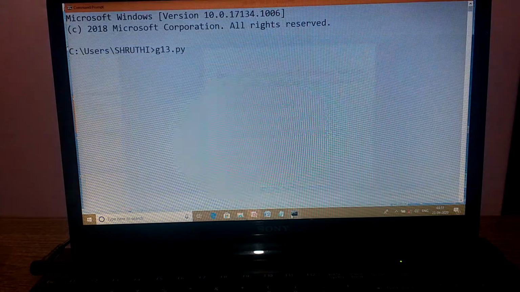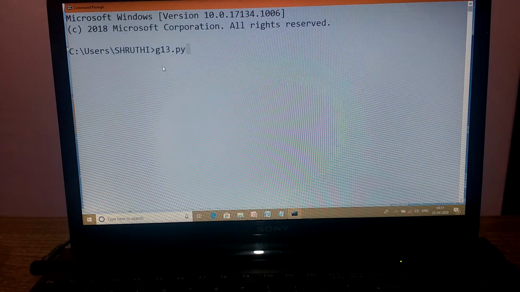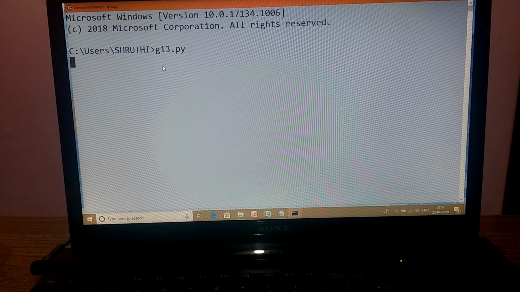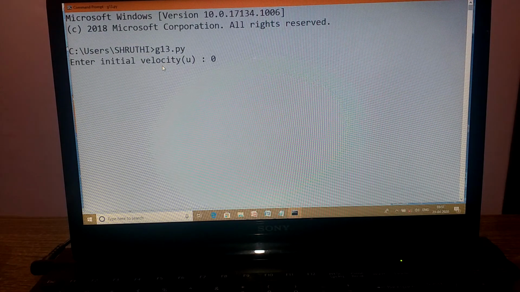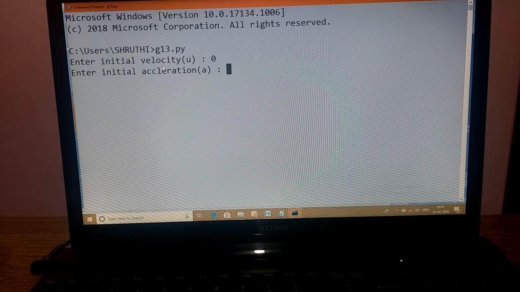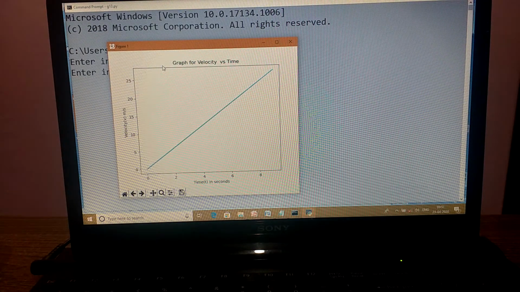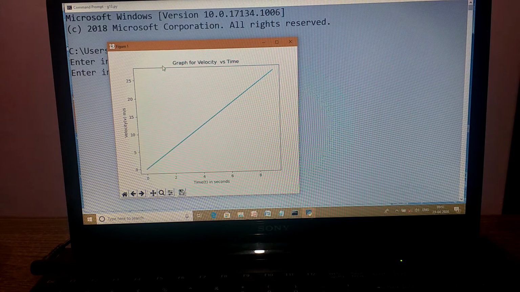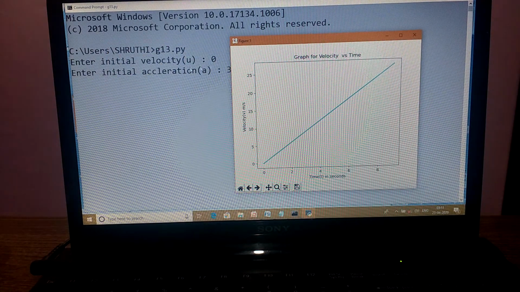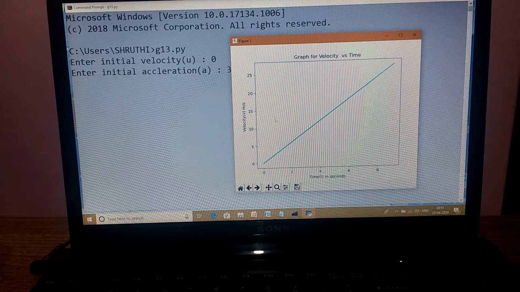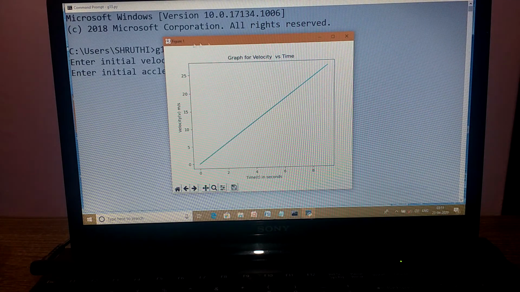Now let us see how to execute it, and I have saved it in the g13.py file. Let the initial velocity be 0. Let the initial acceleration be 3. See, as soon as you enter your values, this is my first graph, and you can see nothing has been entered here. This is my first graph, figure 1. You can just see the title, figure 1.